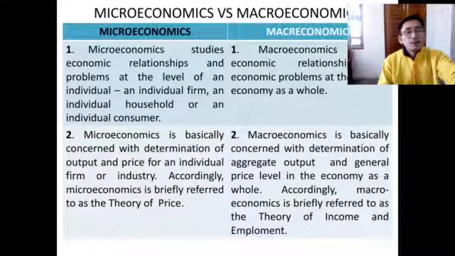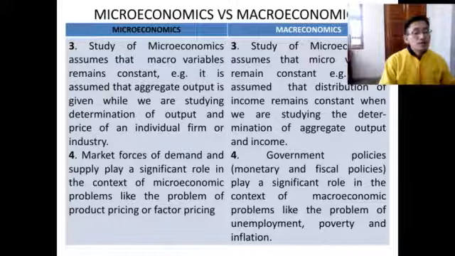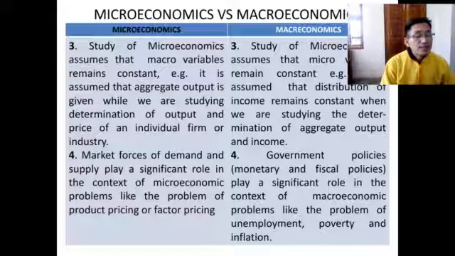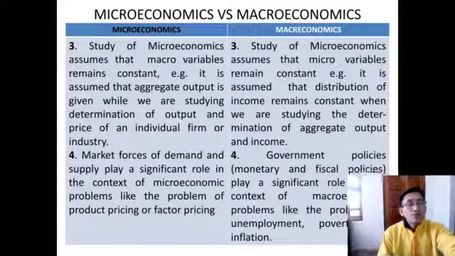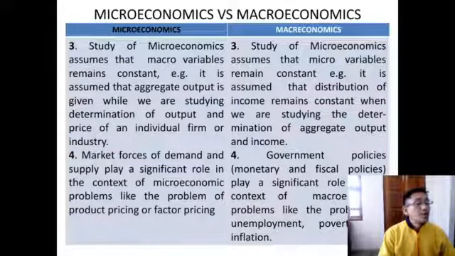Okay, then next point, let us see. The study of microeconomics assumes that macro variables remain constant. That is, it is assumed that aggregate output is given while we are studying determination of output and the price of an individual farm or an industry. Whereas the study of macroeconomics assumes that micro variables remain constant. That is, it is assumed that distribution of income remains constant when we are studying the determination of aggregate output and income.